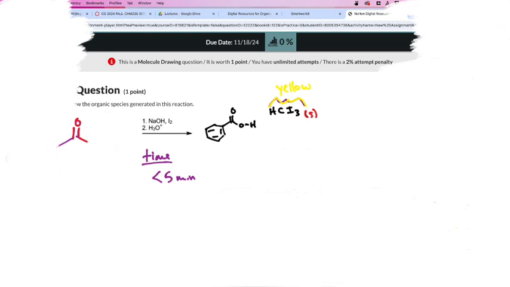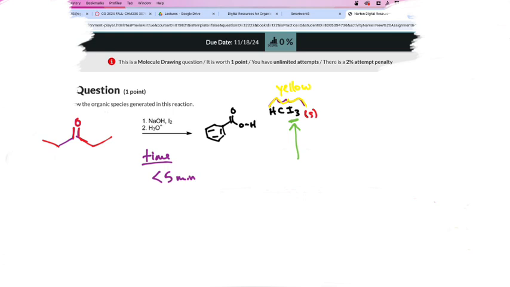What if I had this structure? Same problem. There's no alpha. Well, there's alpha hydrogens. There are alpha hydrogens. How many alpha hydrogens did I need? 3.